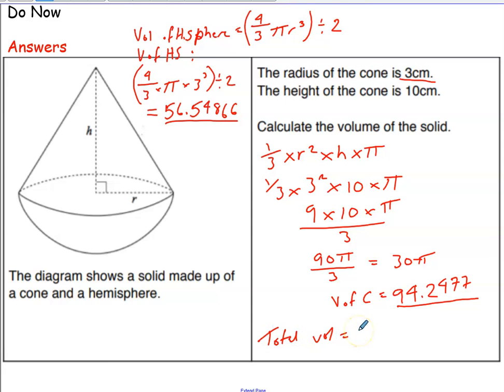the total volume will be 150.796, and obviously depending on what they want you to round it to, so if it was 3 significant figures, it would be 151. If it was 1 decimal place, it would be 150.8. If it was 2 decimal places, it'd be 150.80 because of the 6. So depending on what they want you to round it to. So that would be centimeters cubed because that's the volume of the solid.